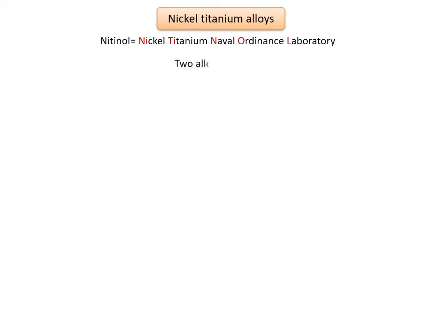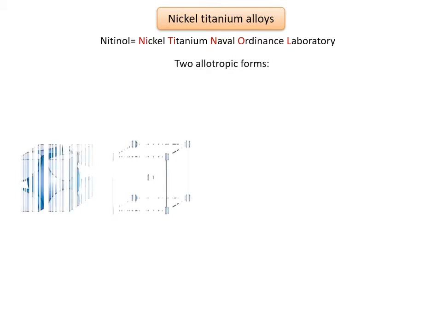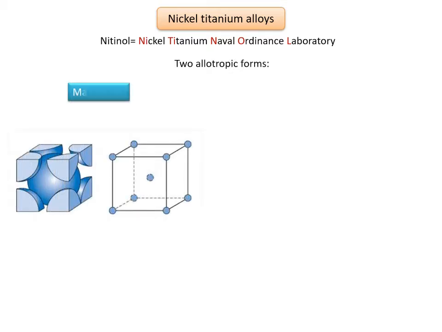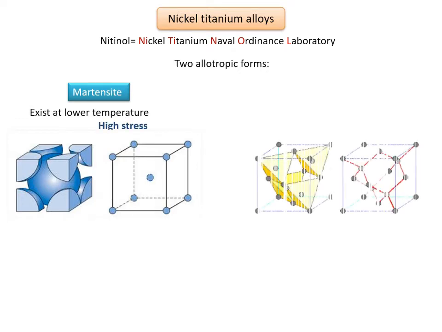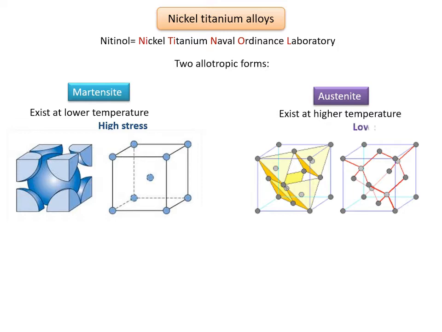There are two major nickel titanium phases in nickel titanium wires. The martensitic phase, which has a distorted monoclinic, triclinic or hexagonal structure and forms at low temperatures and high stresses. And the austenitic phase, which has the ordered body-centered cubic structure, which occurs at higher temperatures and low stresses.